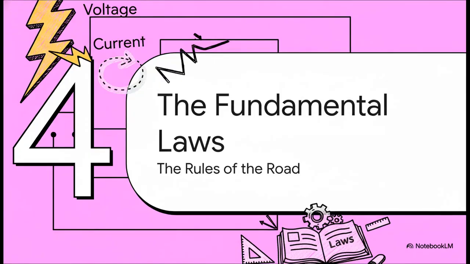So now we have our three main players, right? Current, voltage, and resistance. Now it's time to learn the rules of the game, the laws that explain how they all interact. And these laws are what let us predict, design, and build literally every circuit that exists.